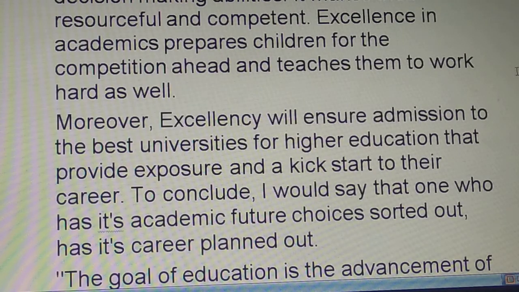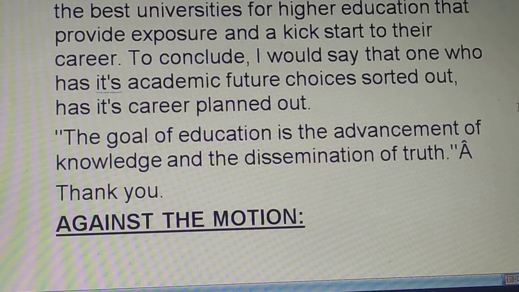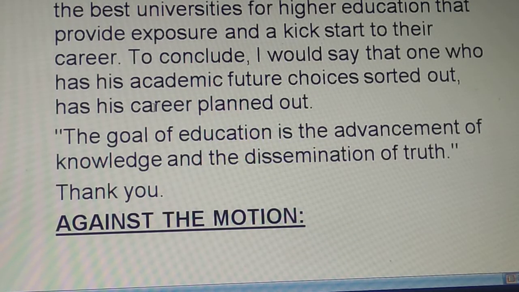Moreover, excellency will ensure admission to the best universities, very important these days, for higher education that would provide exposure and a kickstart to their career. Yes, very important. To conclude, I would say that no one who has its academic future choices sorted out has its career planned out. The goal of education is the advancement of knowledge and the dissemination of truth.